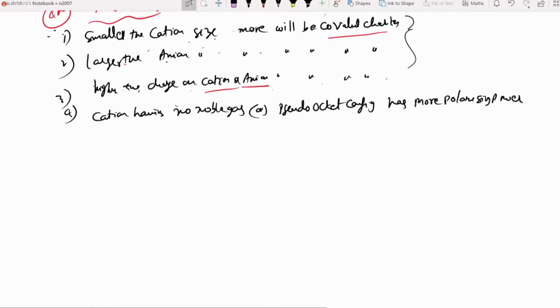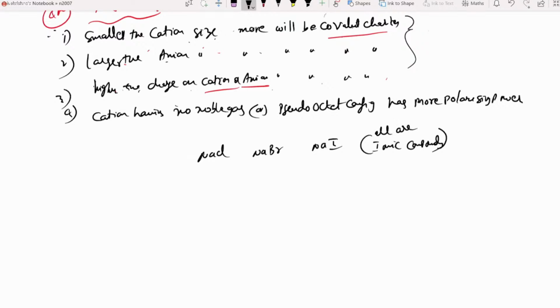Let us consider one example. NaCl, NaBr, NaI are all ionic compounds. Yes or no? All are ionic compounds. But which is more ionic? Are all 100% ionic? No. Ionic nature and covalent nature are opposite.